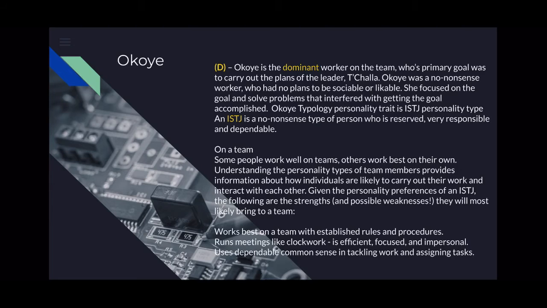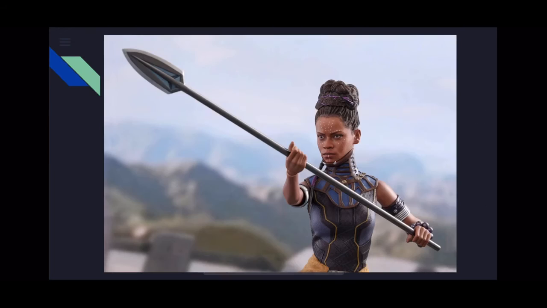As you see, the next character that we decided to explain the personality of was Shuri. Shuri is the sister of T'Challa, and she's also a very dedicated team worker to the goal of defending the country of Wakanda. Next slide.